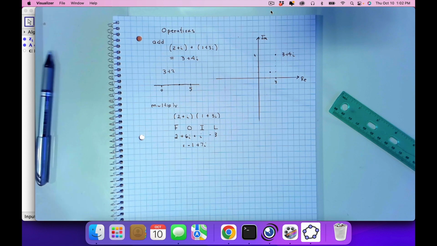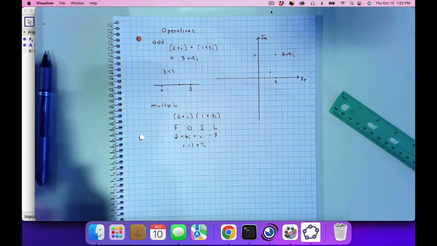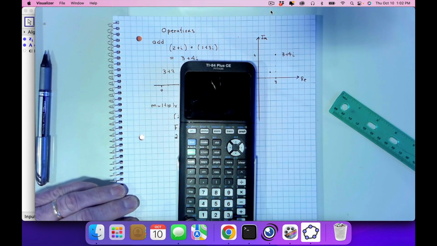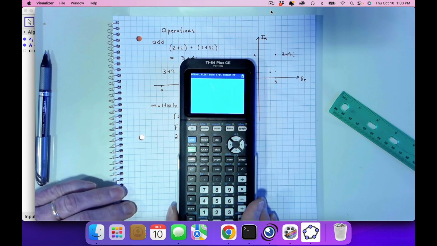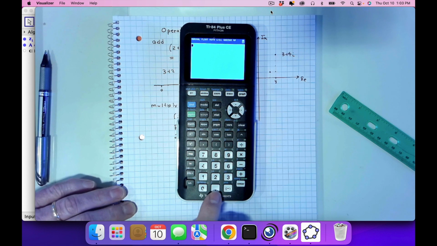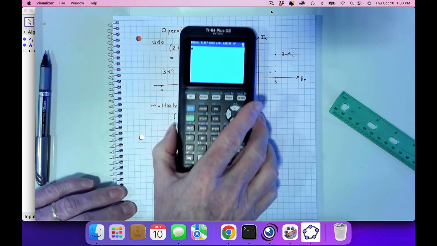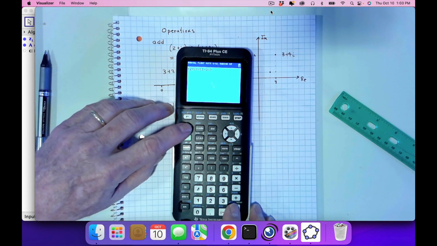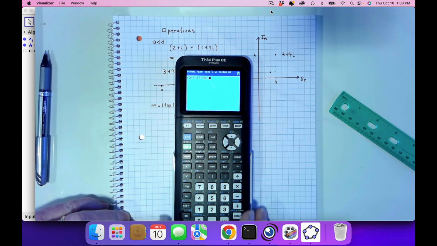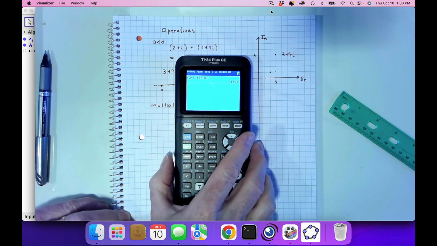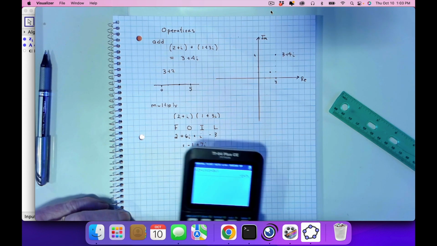Let's take a look at that on our calculator and confirm that result. On the TI-84 calculator, you can access i. It's a second function key. Decimal point will give you i. So here I have 2 plus i times 1 plus 3i, and evaluate it, I get minus 1 plus 7i. Same answer.